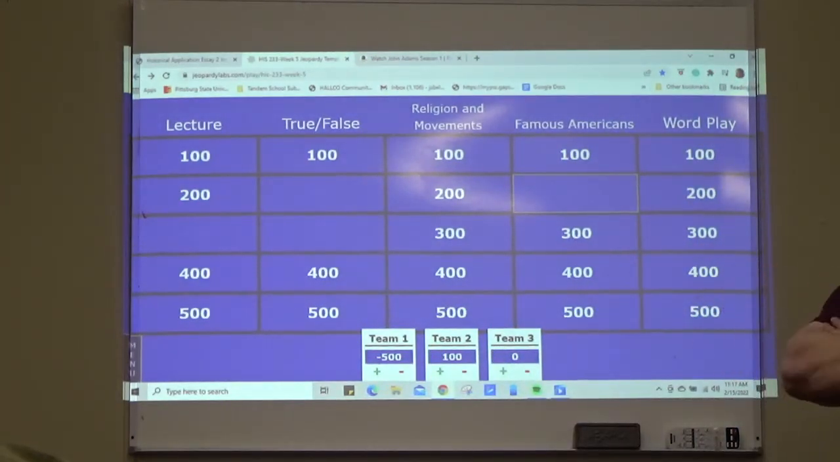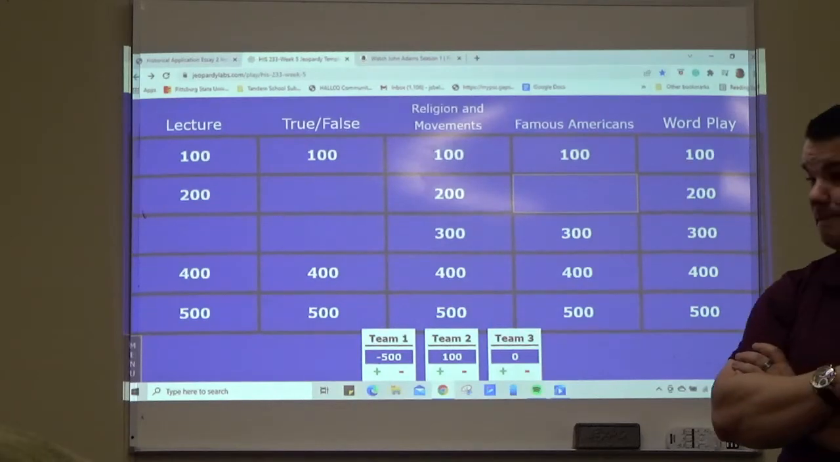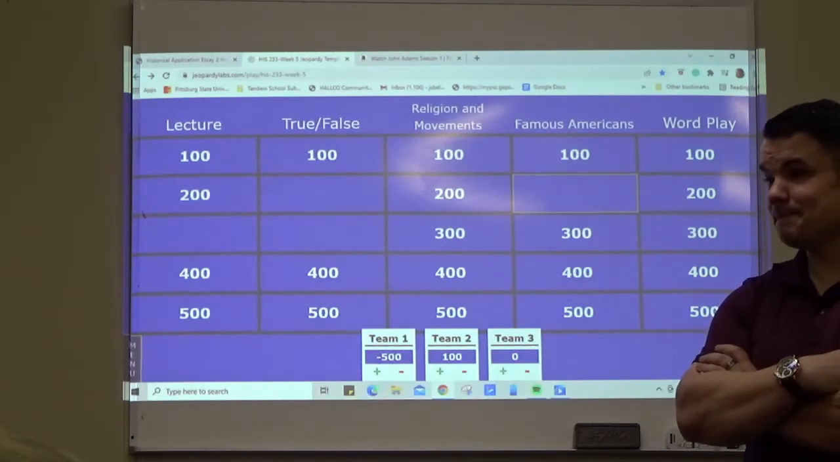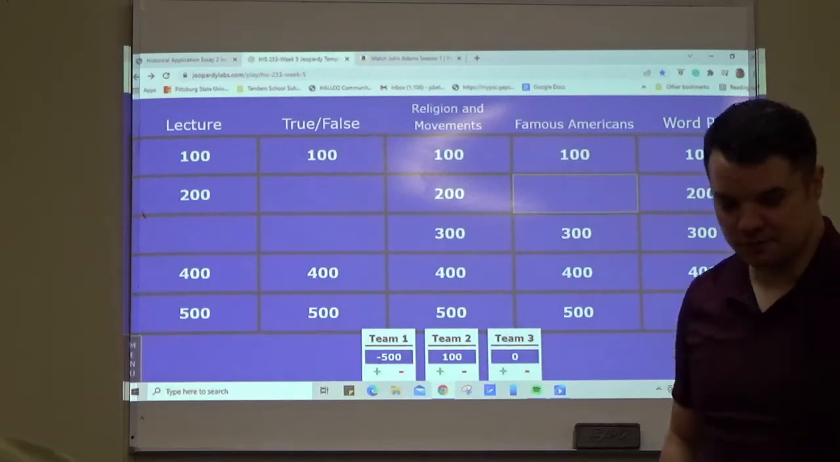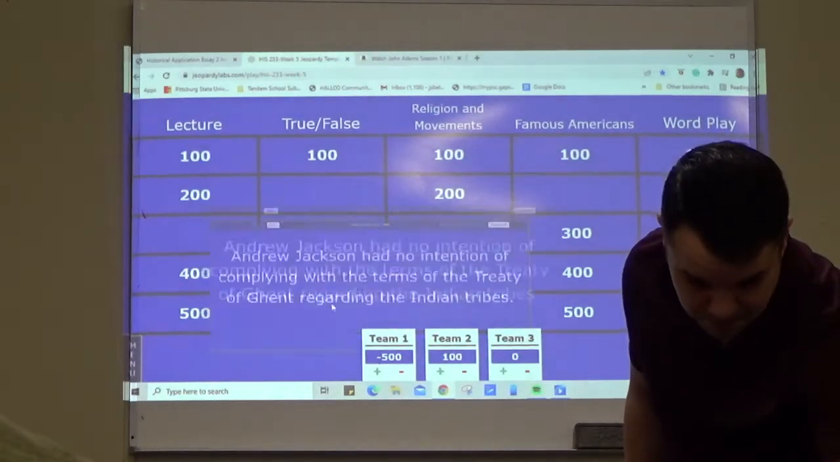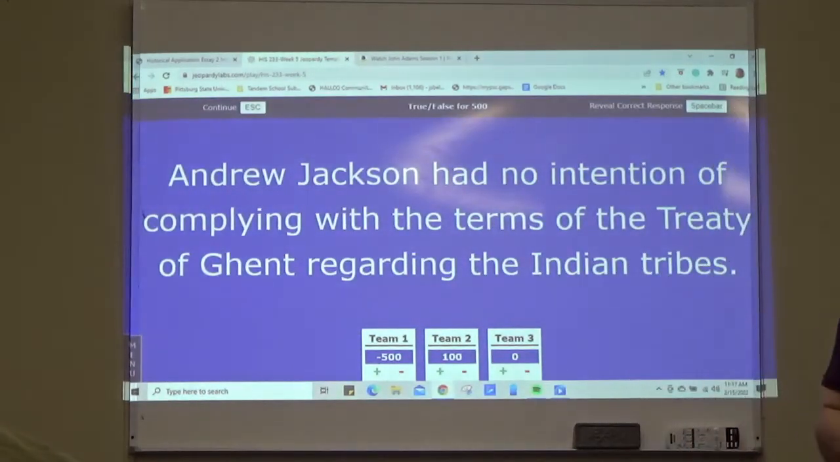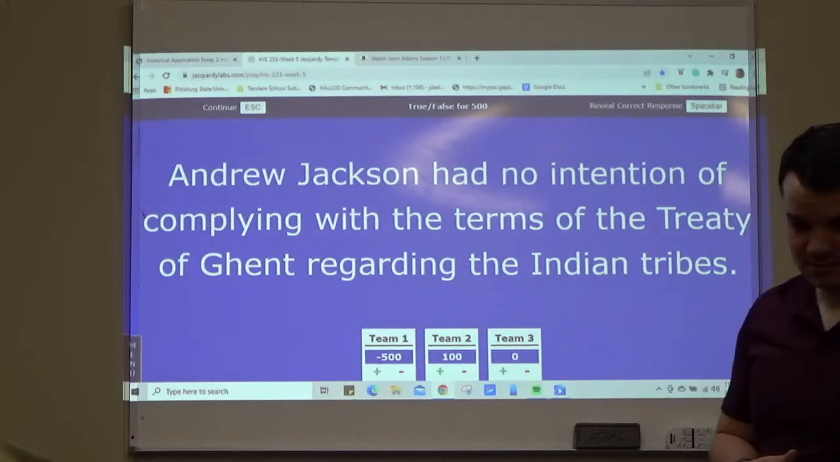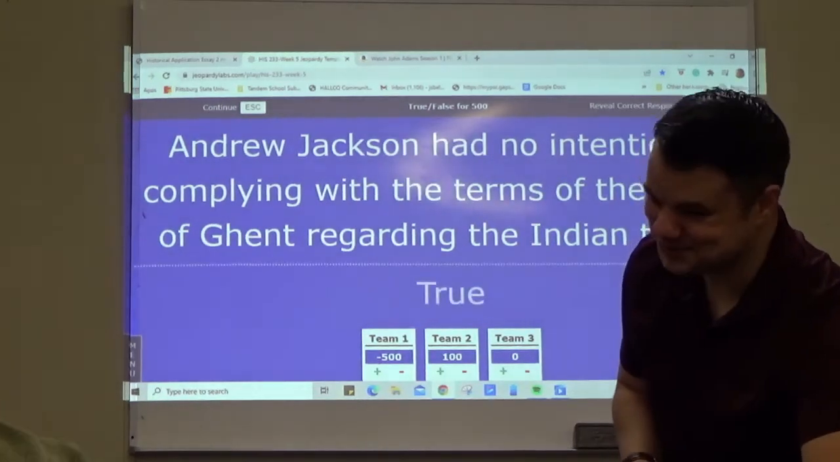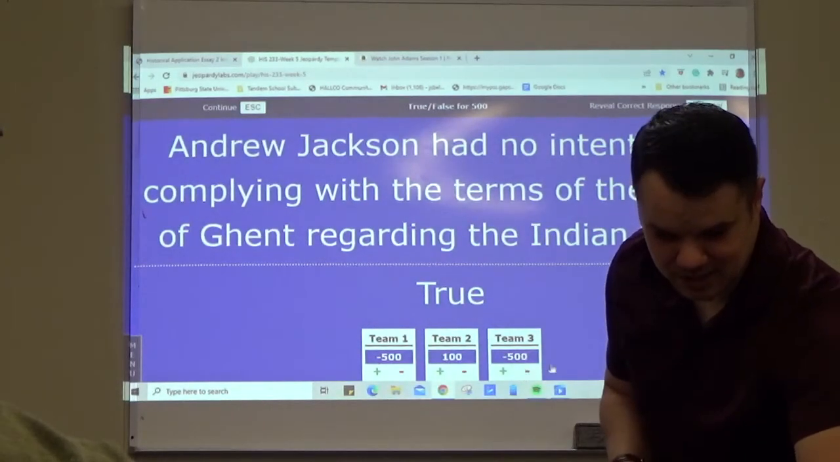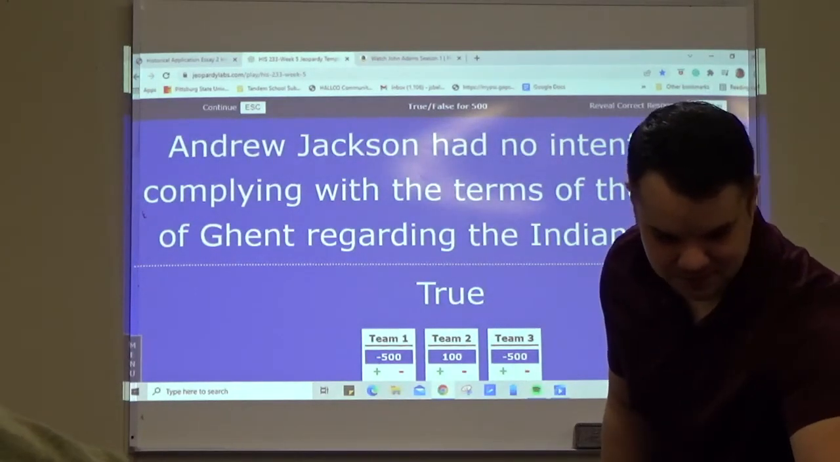So let's see. Mix up Team 3. Go ahead and pick one. Let's go with true or false 500. Andrew Jackson had no intention of complying with the terms of the Treaty of Ghent regarding the Indian tribes. False? I feel like it's true, isn't it? It's true. Yeah, he's not compromising in any way.